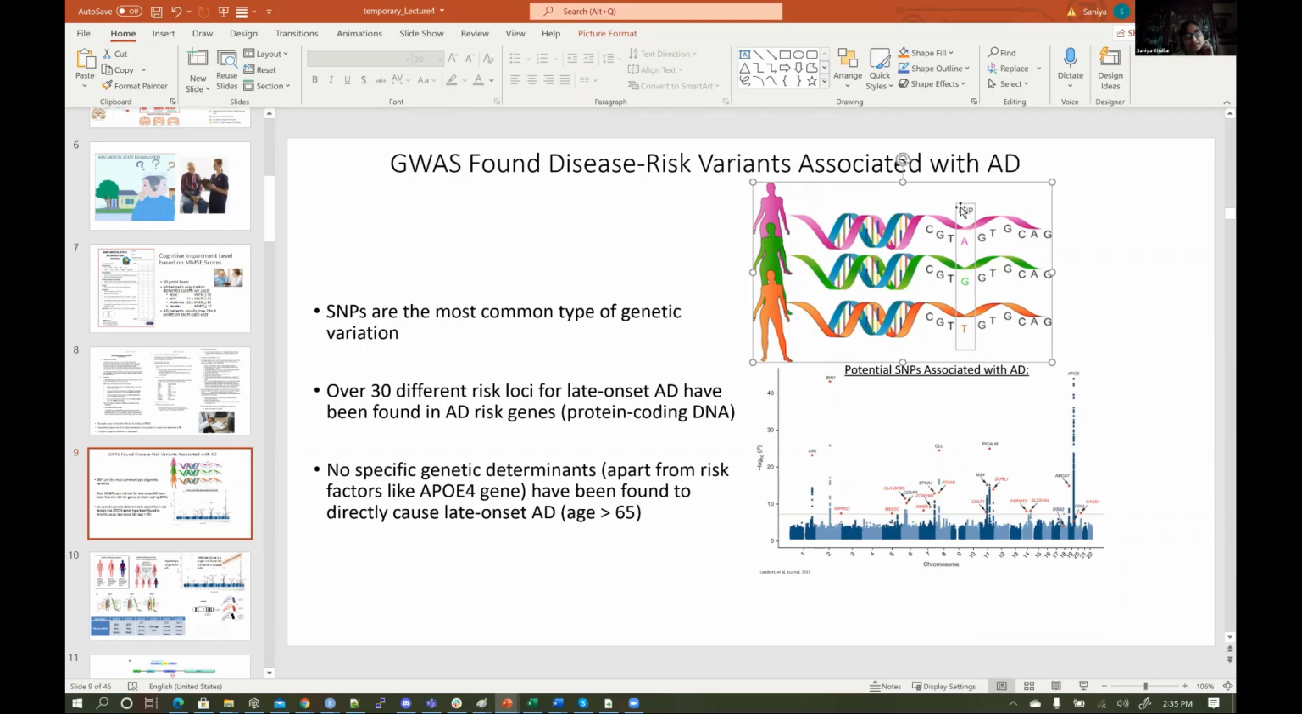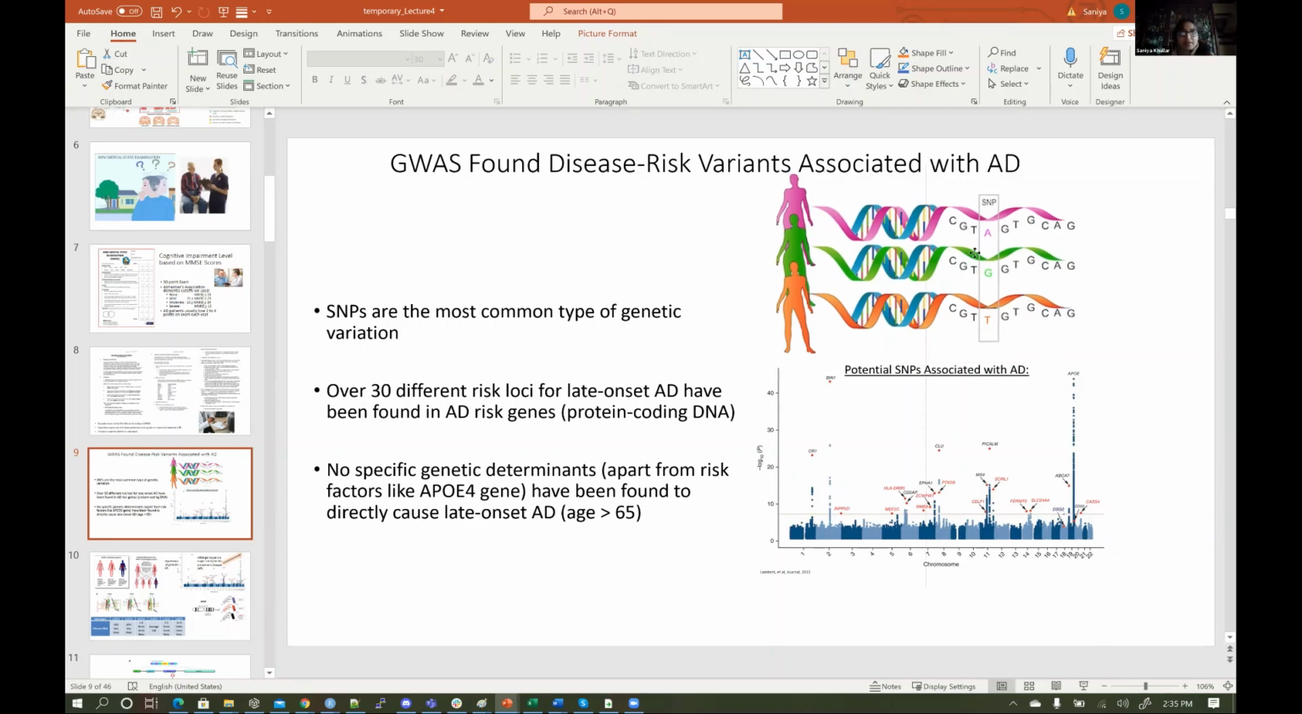This is just the idea that different people have SNPs, which are single nucleotide polymorphisms. We'll discuss DNA more, but there are 4 nucleotides: adenine, A, guanine, G, thymine, which is T, and cytosine, which is C. And we'll cover this more slowly.